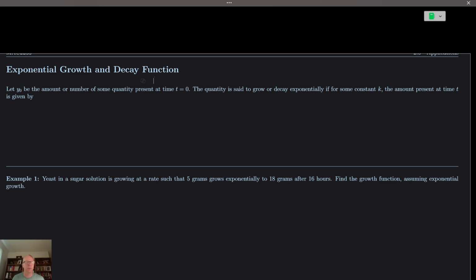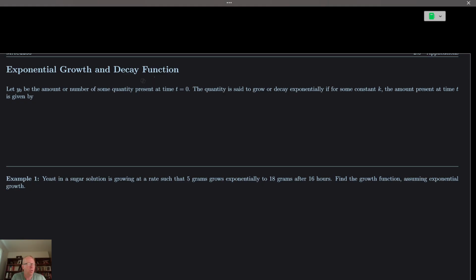All right, so we are ready for the last section in Chapter 2, 2.6. And then after this section, we get into some of the calculus stuff. We'll start limits and get into all the things that we should actually be learning in this course. But before that, let's talk about exponential growth and decay functions. And then later in this section, we'll get into some financial math.